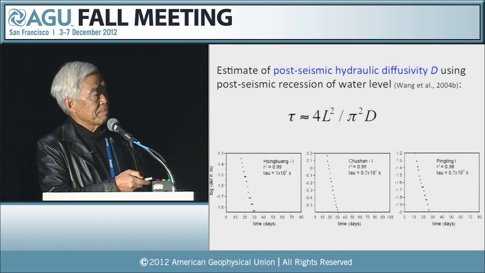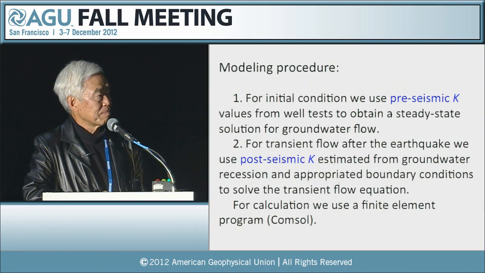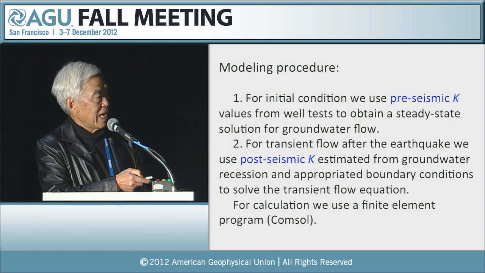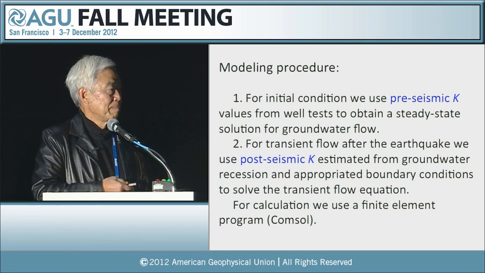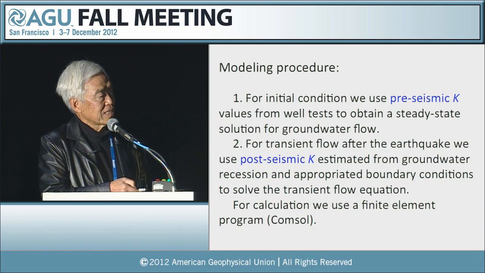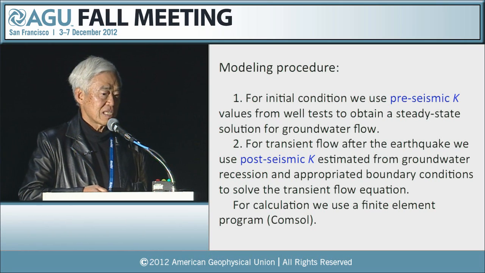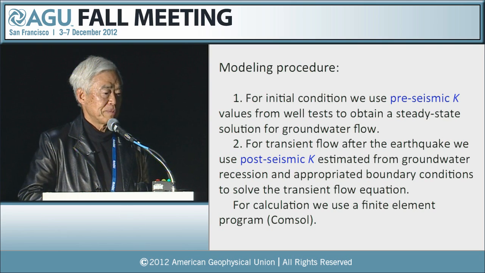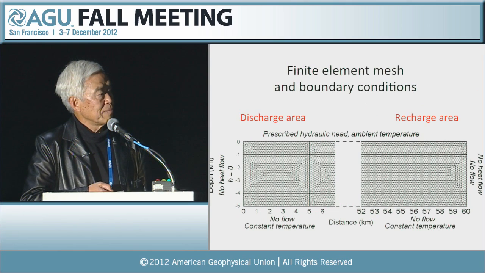And we use the post-seismic recession of water levels in wells in the area, given by these dots in 3 wells here, to estimate the hydraulic conductivity after the earthquake. Using the pre-seismic K from wells to obtain a steady-state solution as initial conditions for the post-seismic transient flow, and then use post-seismic K to estimate the groundwater flow and to get the Darcy's velocity, and then use the Darcy's velocity in the heat transport equation to get the temperature change as a function of time. And we use the finite element method to implement this calculation.